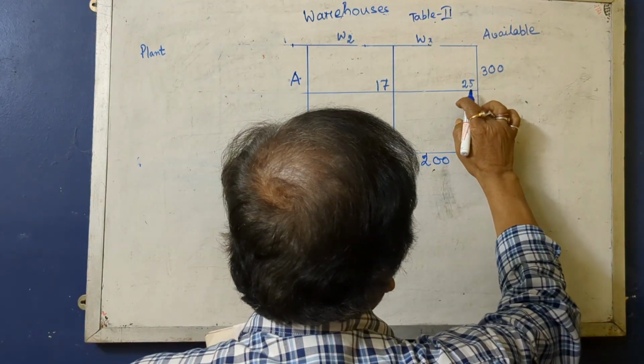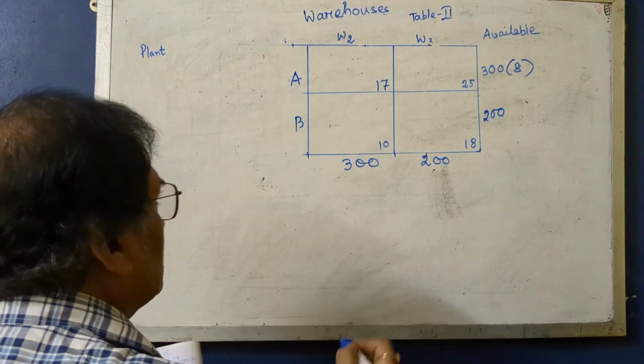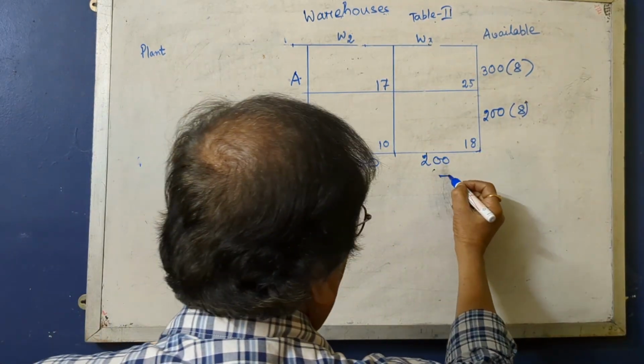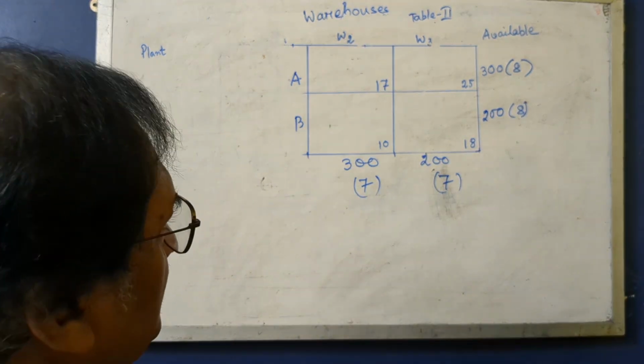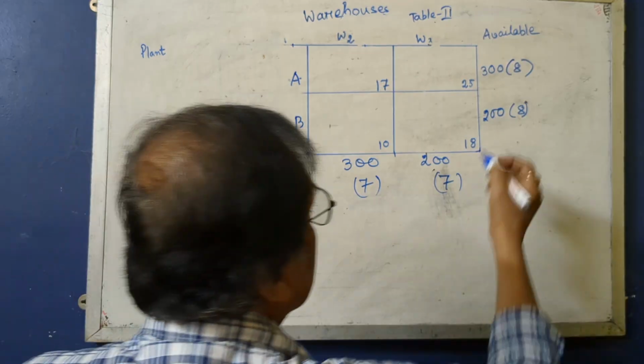Minimum cost and the immediate minimum cost, the difference is how many? 8. So this is 8. Okay, and vertically this is 7 and this is 7. The difference of lowest and immediate cost. Then where is the highest difference? The highest difference is this.